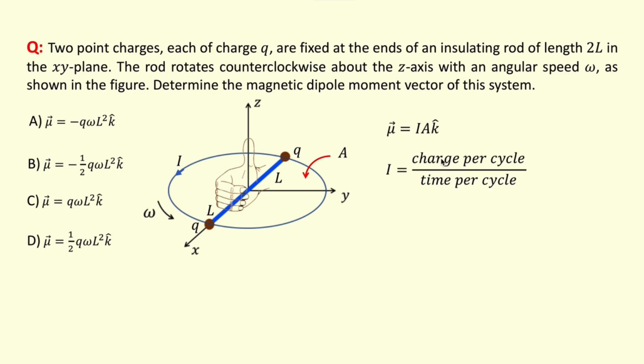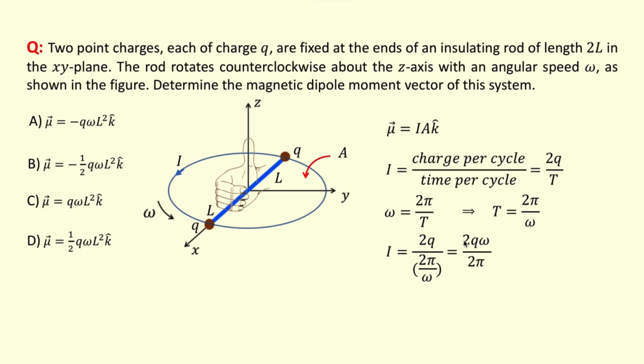I is the ratio of charge per cycle to time per cycle. In other words, 2q over T. T here is actually the period of this motion. We can find T using the definition of omega, which is 2 pi over T, and therefore T becomes 2 pi over omega. If we substitute T in this equation, after simplification and cancelling out 2, we get q omega over pi for the current.